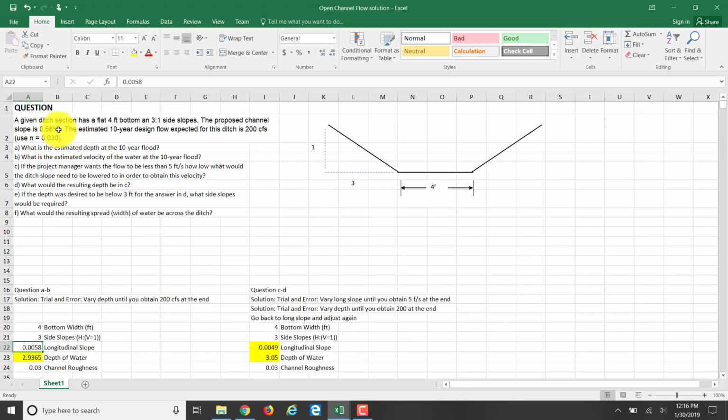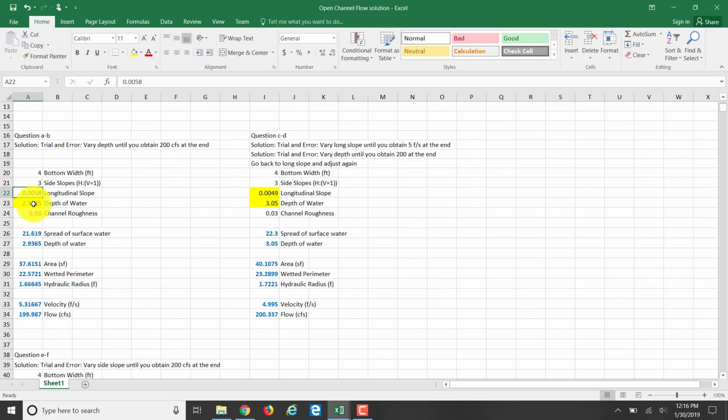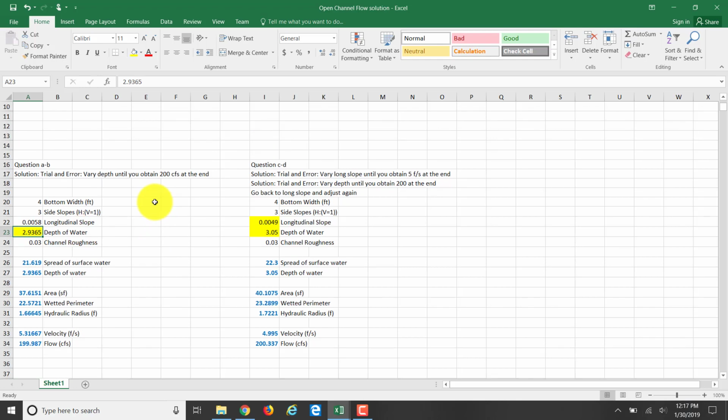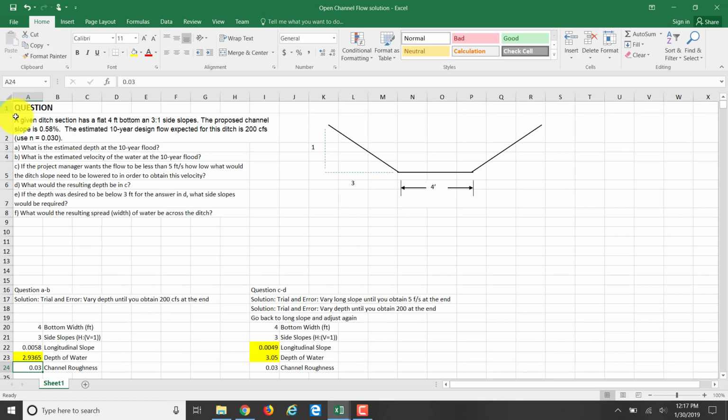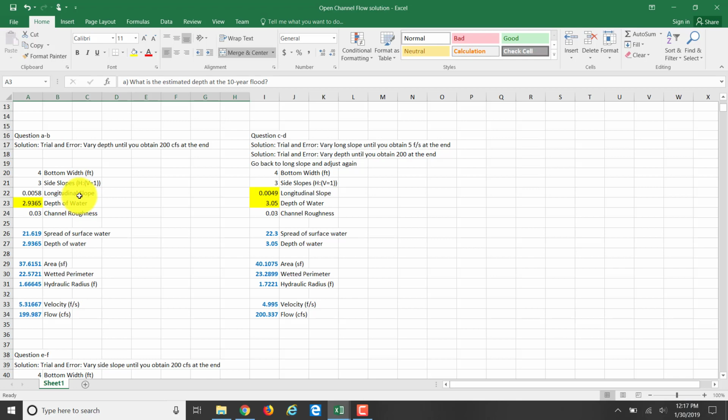Over here I have 0.58%. I put that all in. Now I have it highlighted here in yellow. That is going to be the cell I'm going to vary. That's going to be the depth of my water. And I have my channel roughness of 0.03, which is what I get from the statement of the problem. So what is the estimated depth at the 10-year flood? Here's all the information I'm going to need to solve this problem. These are the parameters I'm going to put in.